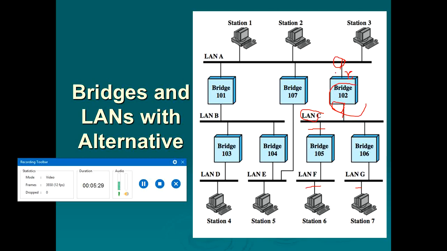Now, if the destination MAC address is not found in its database, it will forward the frame out all ports except the one from which it received it. So it will forward the frame to all the ports. Maybe it is attached to more ports also. It will forward the frame on these ports, but it will not forward the frame on the port from where it received it.